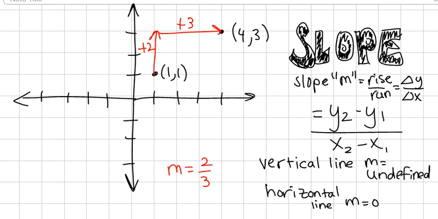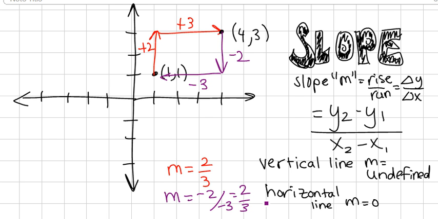Another way I could have found my slope is I could have went down 2, so I went down 2, but then I had to go to the left -3. Well, if my slope is -2 over -3, these are the same because a negative and a negative make a positive, 2 over 3.